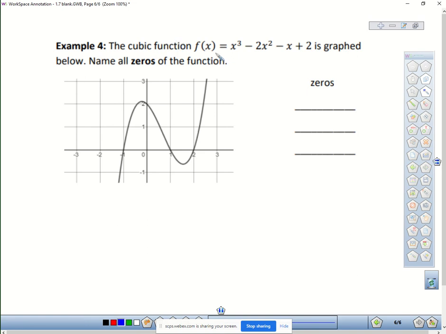So lastly, we're going to look at the cubic function. f of x is equal to x cubed minus 2x squared minus x plus 2, its graph is below. Name all the zeros of the function. So what do you guys think? What's my first zero? Good, negative 1. What else? And 2. And they can also be written in the form of an ordered pair, depending on what they're asking for.